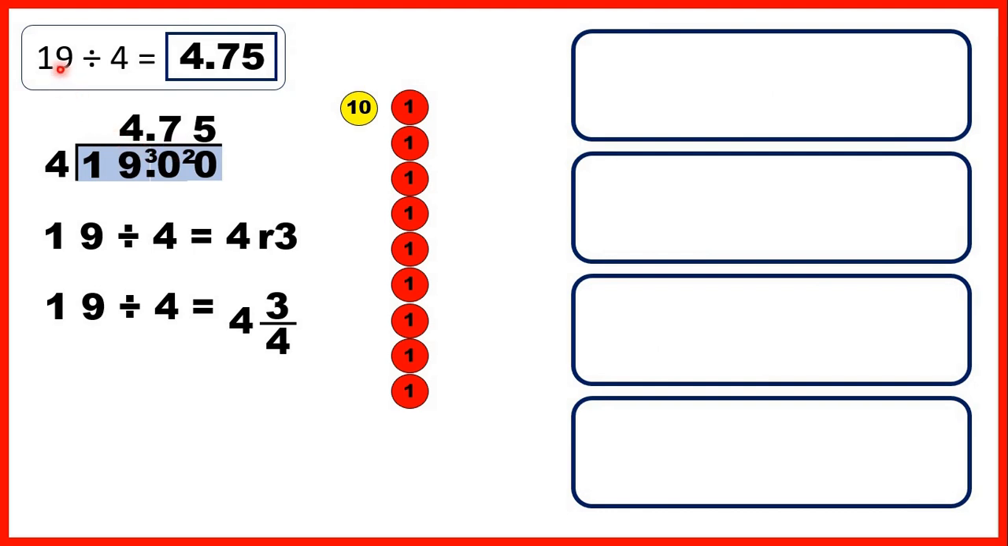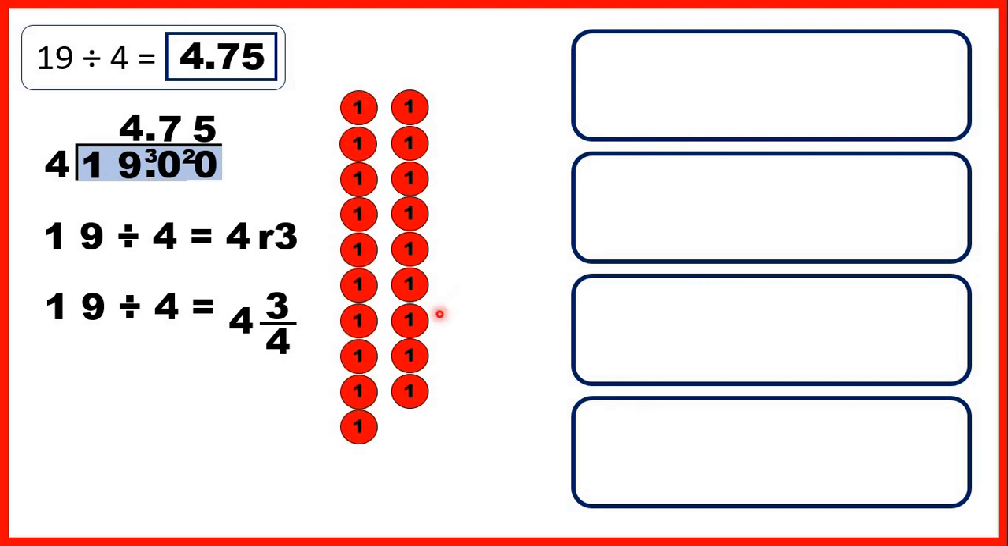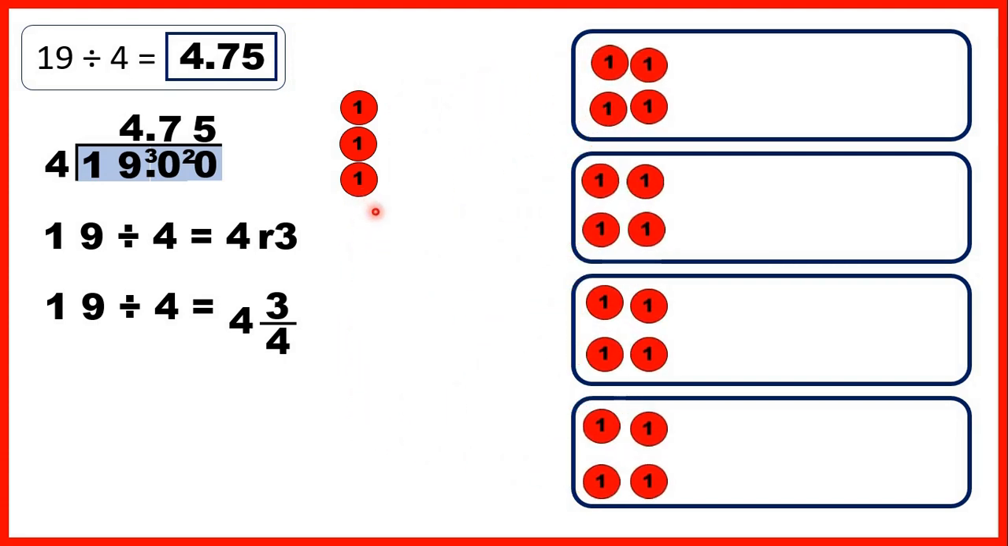Then we had 19 divided by 4, so that's 1 ten and 9 ones, and we're splitting those into 4 groups. First, we can exchange our 10 for 10 ones, so that we have 19 ones. Now we can share out 16 of those ones with 4 in each group, so that's why we have 4 in the ones digit of our answer line. But then we have a remainder 3.